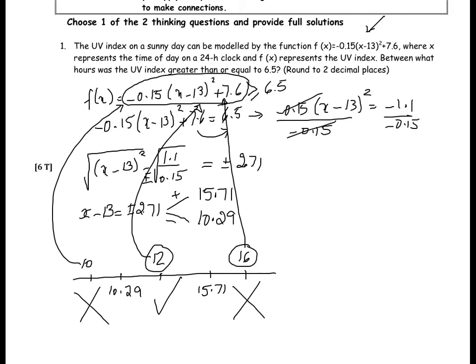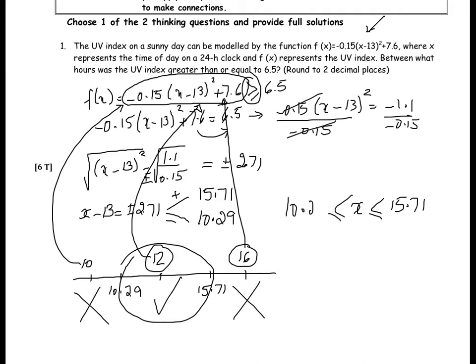And since you have an equal sign here, meaning greater than or equal to 6.5, this means that the answer, which is in this region, can also be equal to 15.71 and 10.29. So you say the answer is x less than or equal to 15.71 and greater than or equal to 10.29.